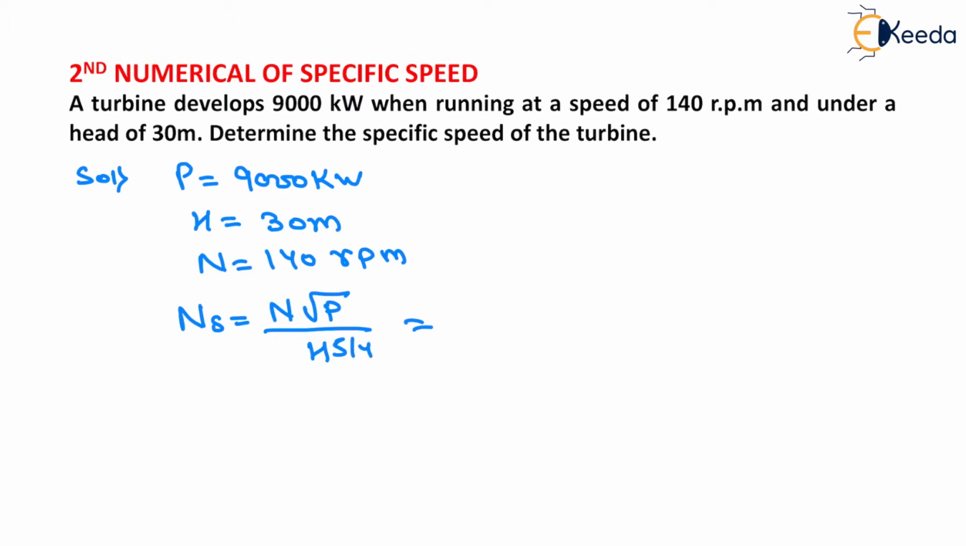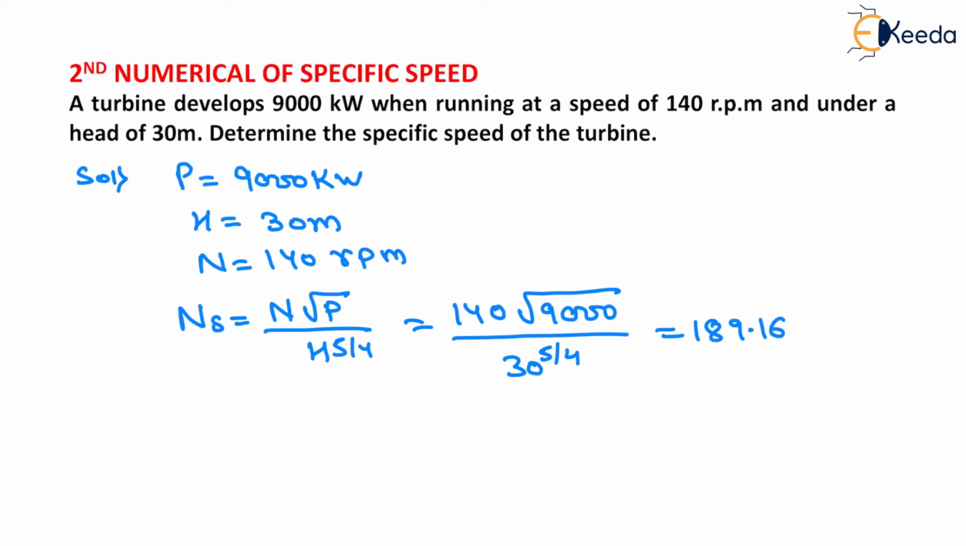Now we will put the values, that is 140 under root of 9000 divided by 30 to the power 5 by 4. On solving this, we will get the specific speed as 189.167. That will be in SI units. That is all about this numerical.